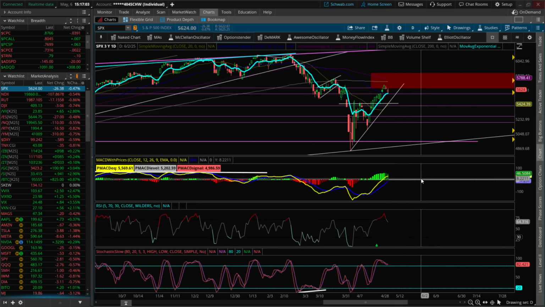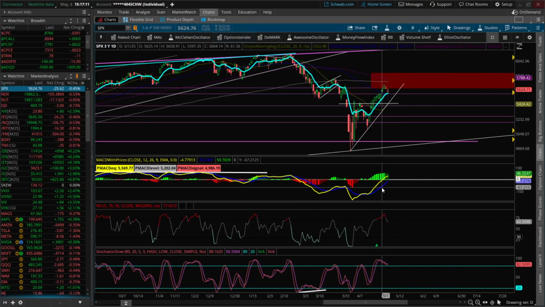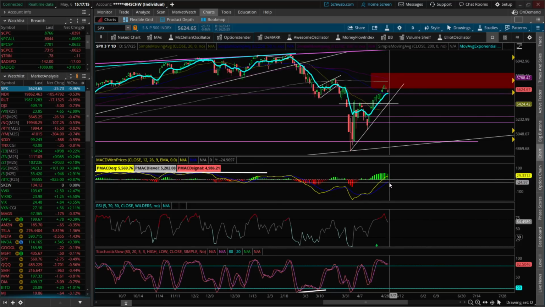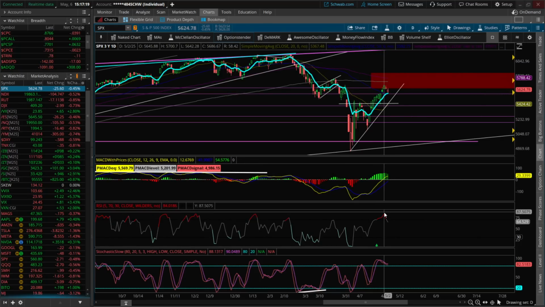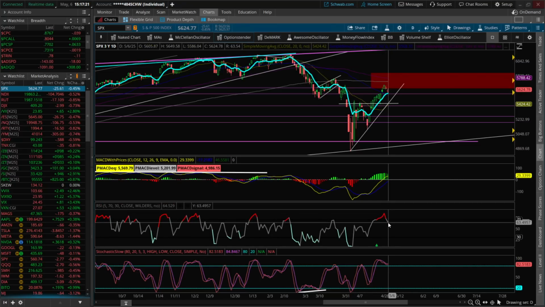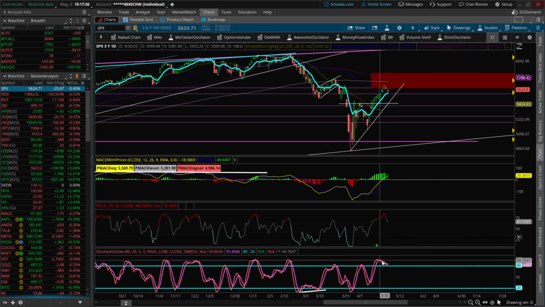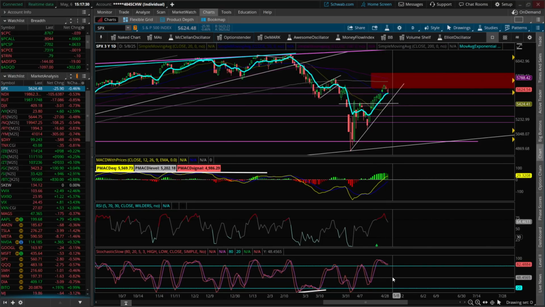Here's our MACD, RSI, and slow stochastic. We're starting to get the histograms to lower, so that means we're converging here. That's part of the MACD, moving average convergence divergence. We're starting to converge, so the momentum's running out. Overbought, starting to weaken. Slow stochastic had our very early sell signal, but our actual sell is the 80 mark. We're not there yet.